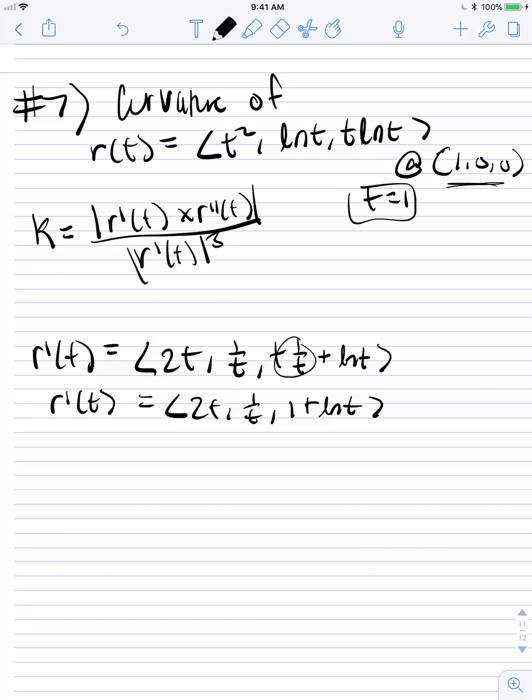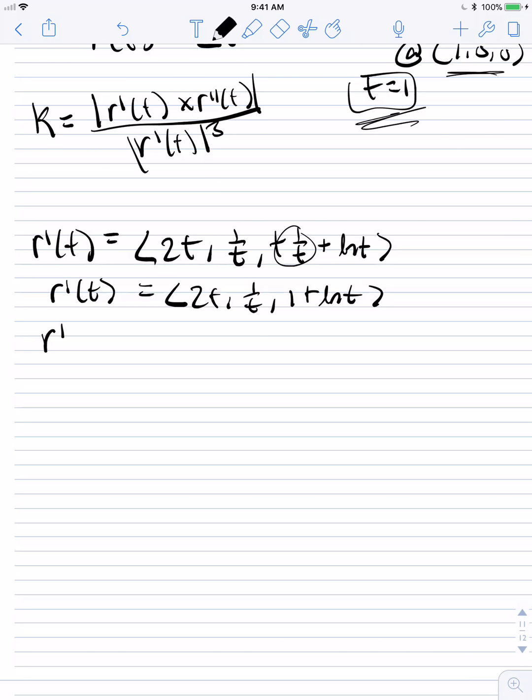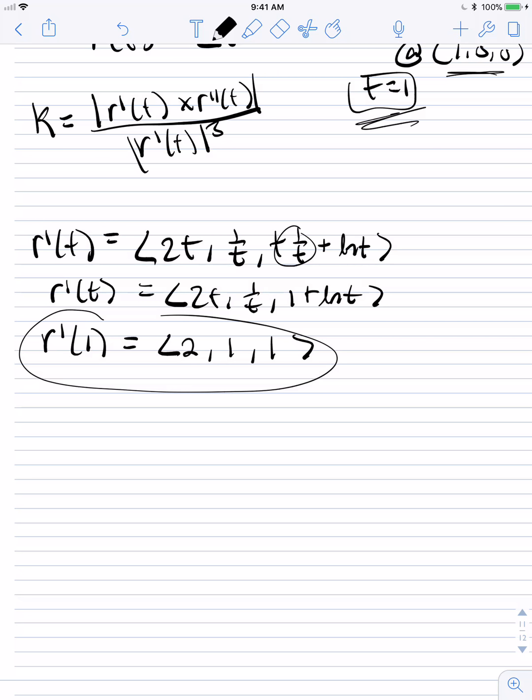But remember, we know a t value. We were given this t value, or we found this t value. So actually what we can do is plug in that 1 value. So we get 2. 1 over 1 is 1. 1 plus ln of 1 is still 1. So here's one vector that we need.